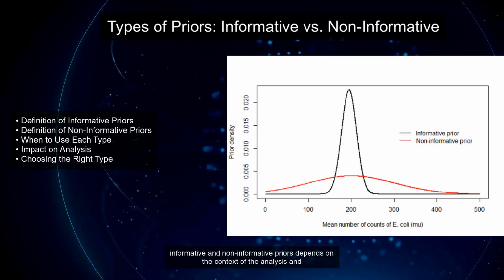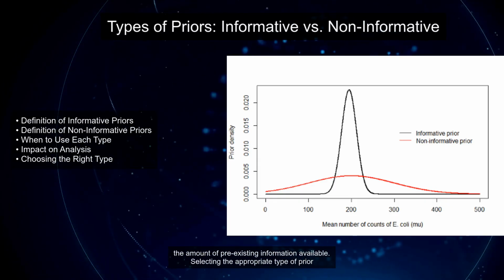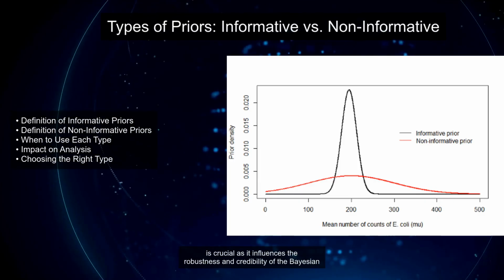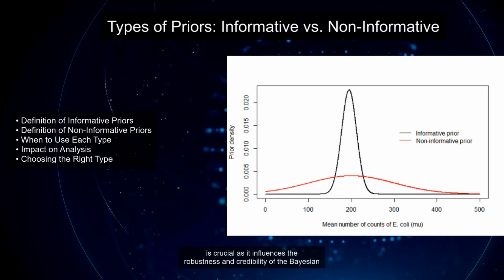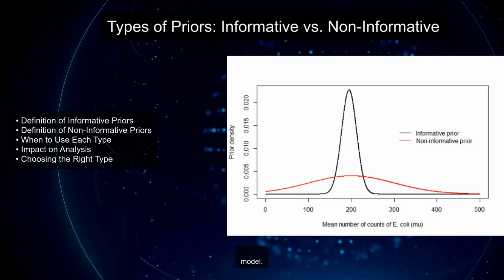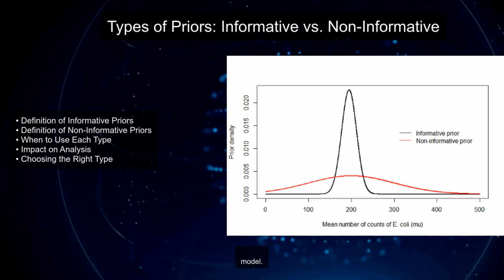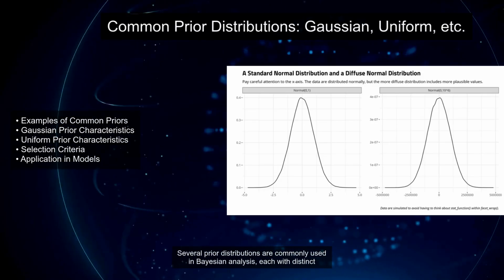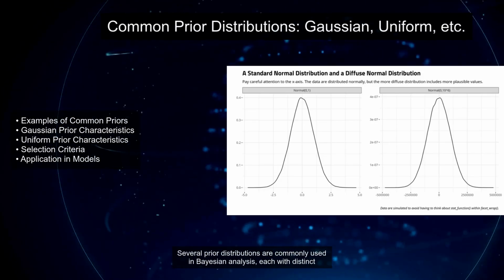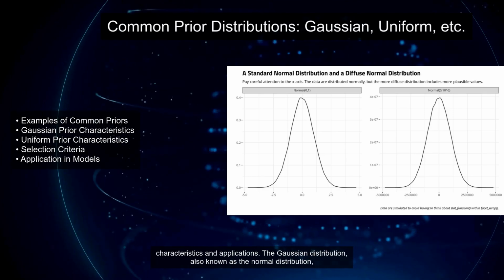The choice between informative and non-informative priors depends on the context of the analysis and the amount of pre-existing information available. Selecting the appropriate type of prior is crucial as it influences the robustness and credibility of the Bayesian model. Several prior distributions are commonly used in Bayesian analysis, each with distinct characteristics and applications.